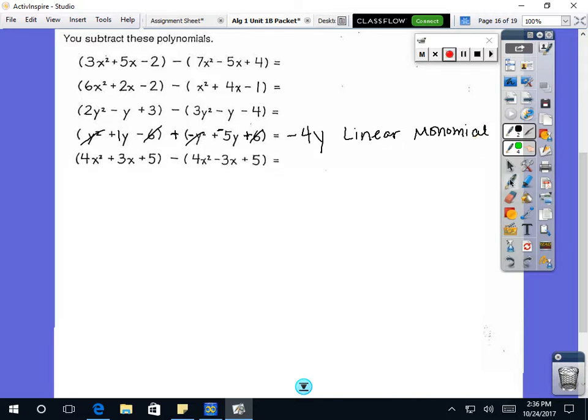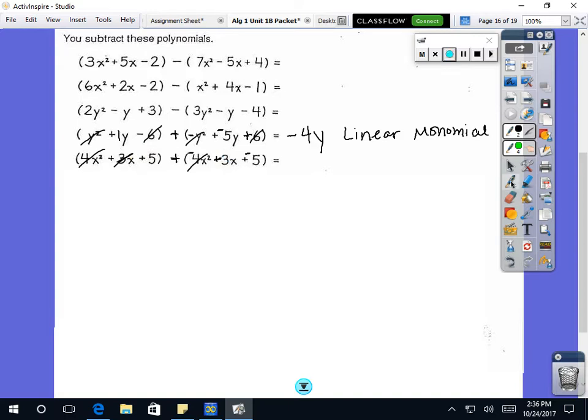Okay, the next one, the first thing we have to do is change it to addition, but to be able to do that, you change every sign after it. Okay, so now we have 4x squared plus negative 4x squared, which is 0. So cancel it. 3x plus negative 3x, you have a 3 plus a negative 3. 0.